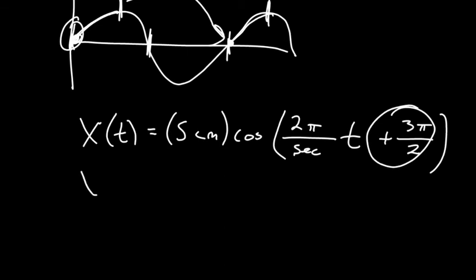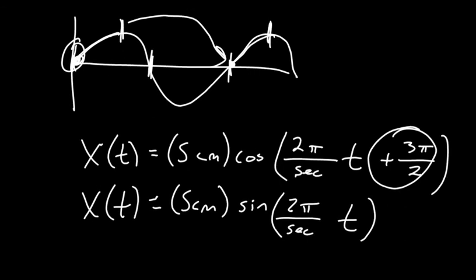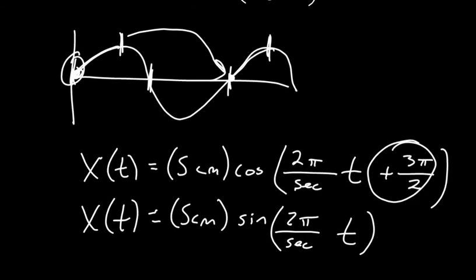The other way that we could write the equation for the same graph would be not to use cosine, but to use sine instead. So we could do 5 centimeters times the sine of 2 pi times 1 over seconds, times t. Because sine starts at a 0 value and goes up from there, just as this graph starts at a 0 value and goes up. So sine might be a better fit there anyway. Either way, we get the same shape, the same results.